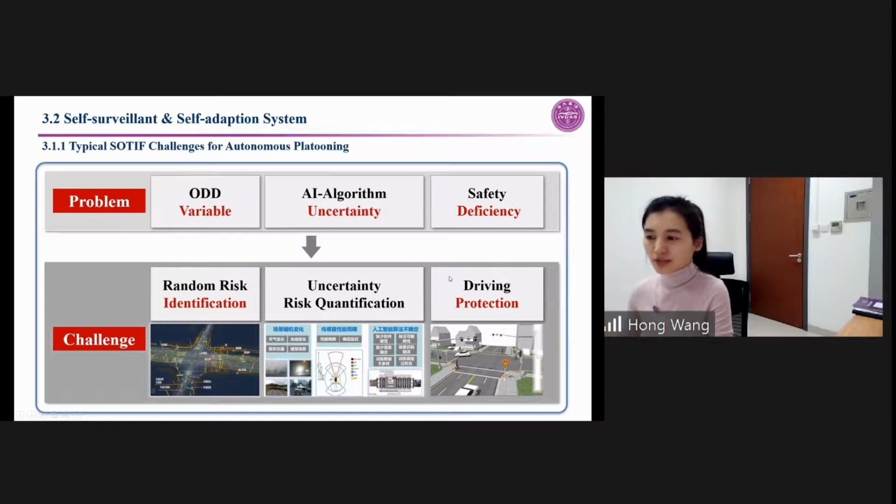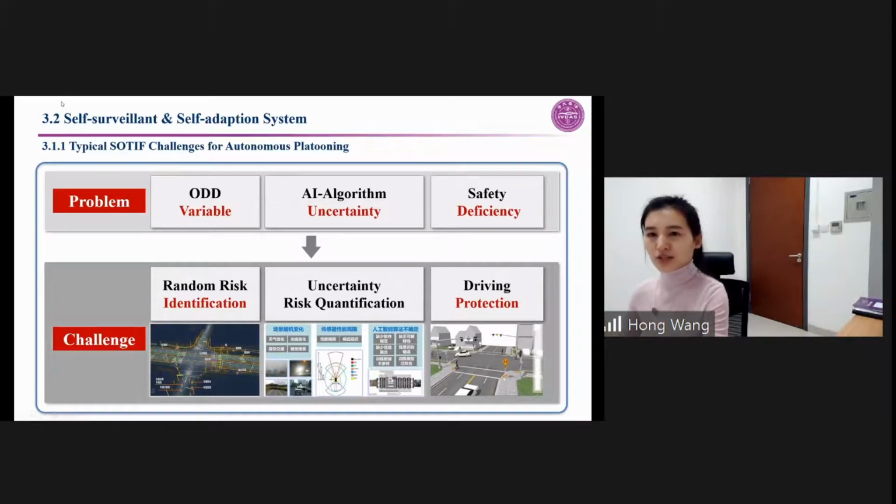We have to try to protect the driving safety in real time. So these are the three aspects of challenges for autonomous platooning: the ODD variable, the AI algorithm uncertainty, and the safety deficiency, so the driving protection. These are the SOTIF challenges for autonomous platooning we summarize. But how to protect it and how to solve it?